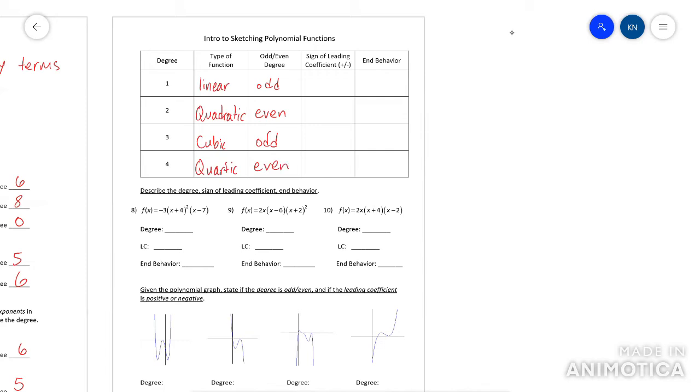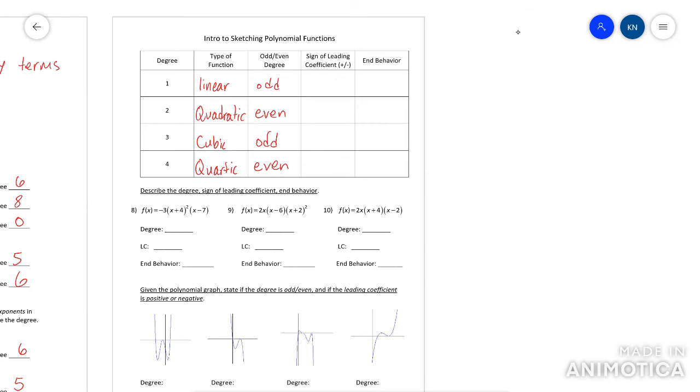The sign of the leading coefficient, positive or negative, is basically going to tell you how the arrows at the end of your function should be. So you're going to have these functions, right? Well, they're going to have arrows on the end. You can tell where those arrows should be based on your leading coefficient and the degree. So here's what I mean.